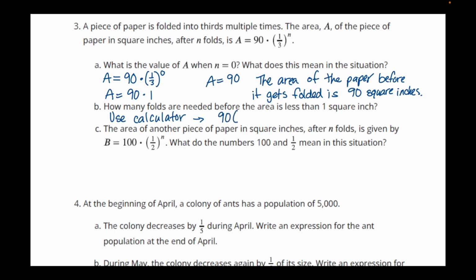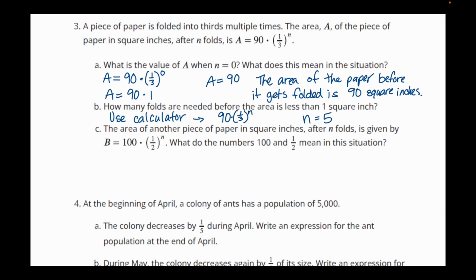You're going to do 90 times 1 over 3, to the power of n. You're going to keep going, and you would need that the number of times that we fold it would be 5 before we actually reach less than 1 as our answer. Okay. For part C, they're saying the area of another piece of paper in square inches after n number, oh, I'm sorry, it's not t. That's right, that was the previous question. It's n number of folds. The previous question was t with the years on the computer.